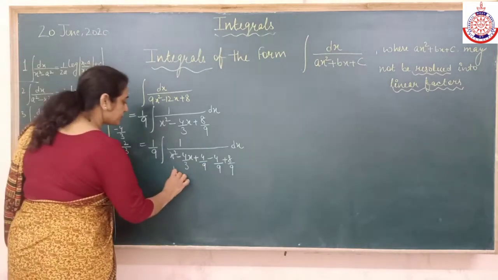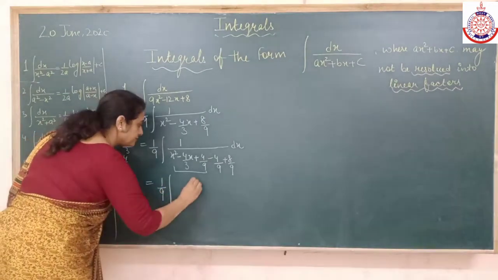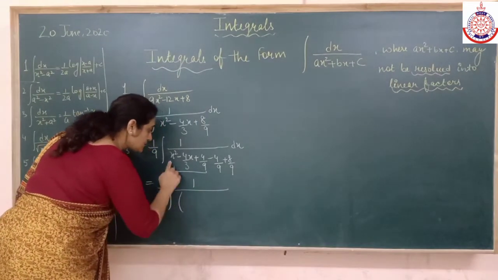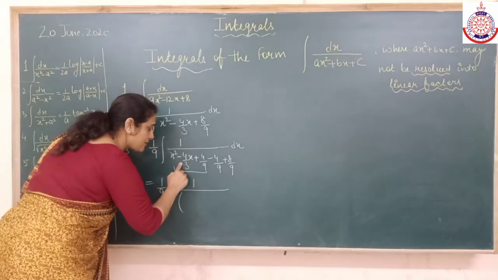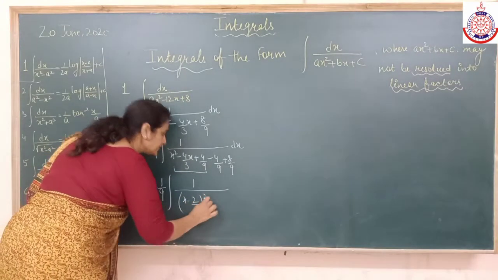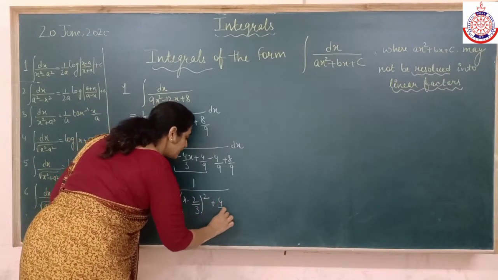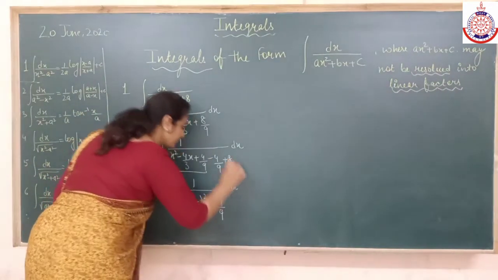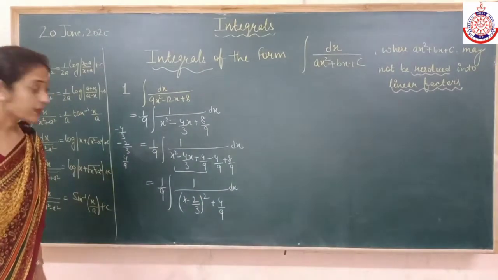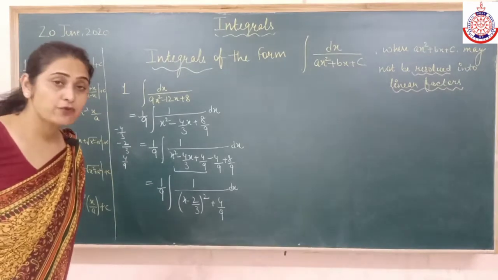So first three terms will give us, this is a square plus b square minus 2ab. A minus b whole square, and if I solve this, this is 8 minus 4 by 9, so 4 by 9. Alright, 1 upon x minus 2 by 3 whole square plus 4 by 9.